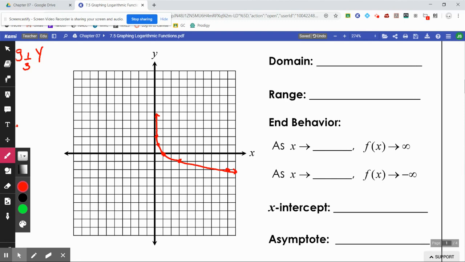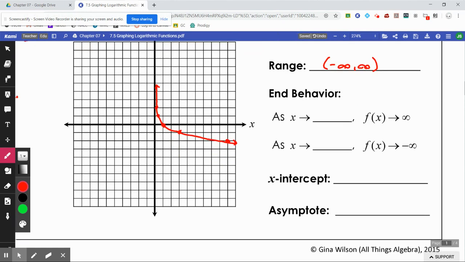My domain, again, notice that I can't take the log of anything 0 and down, so therefore my domain is from 0 to infinity, not including 0. My range is from negative up to positive infinity, up and down forever. As we go to the right, my graph decreases.